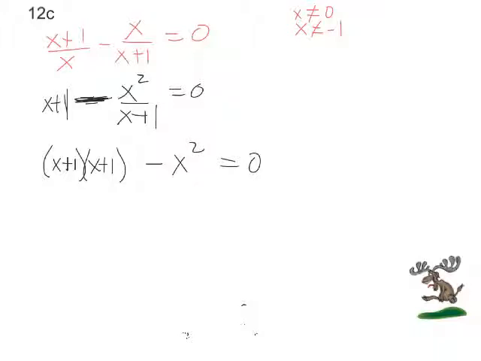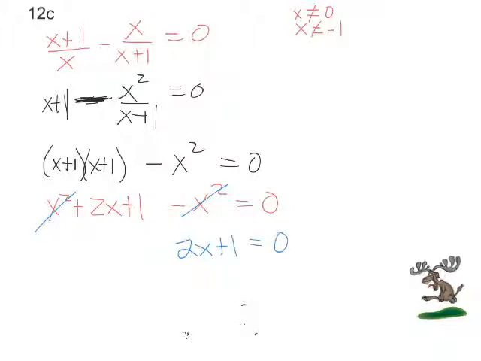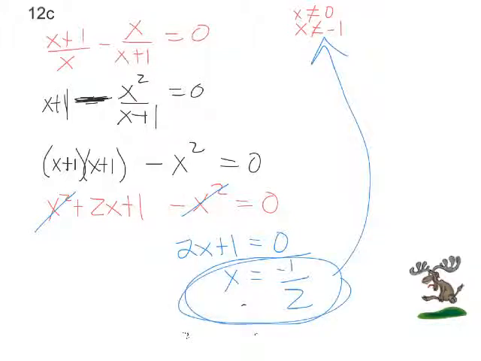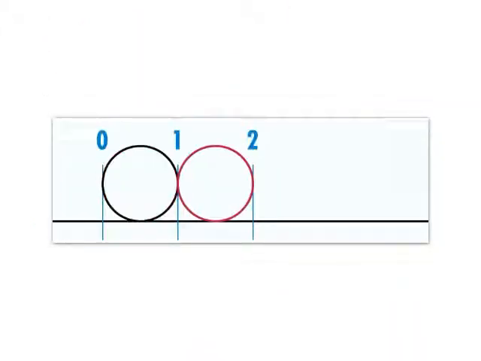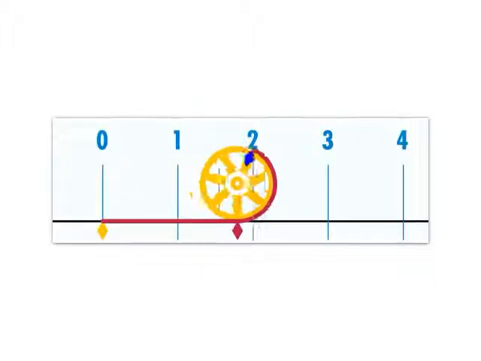If we go through the process of distributing, we'll get x squared plus 2x plus 1, subtract x squared equals 0. Our x squareds cancel, and we're left with the expression 2x plus 1 is equal to 0, or x is equal to negative 1/2. And that doesn't conflict with either of our domain restrictions, so we're good there. That is our answer. Rolling on to our next problem, number 13a.